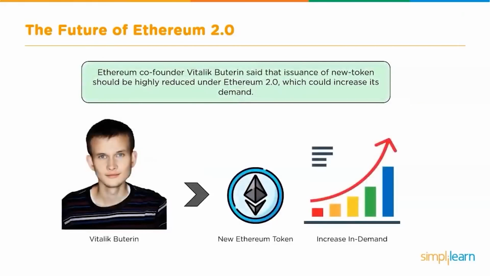Furthermore, Ethereum co-founder Vitalik Buterin once said that the issuance of new tokens should be highly reduced under Ethereum 2.0, which could increase its demand. Given all these factors, Ethereum 2.0 seems to hold a bright future for the Ethereum blockchain network.